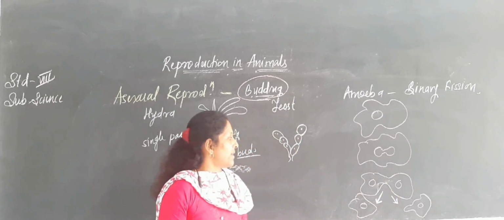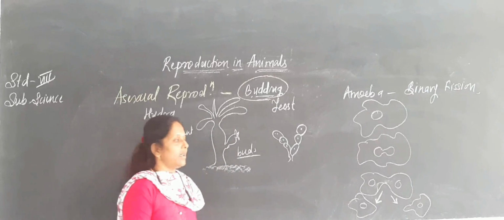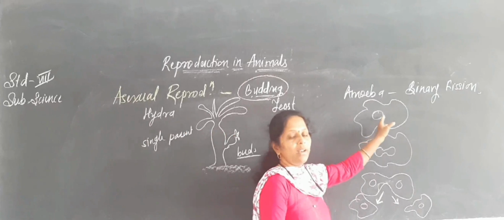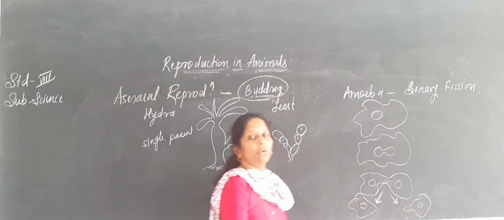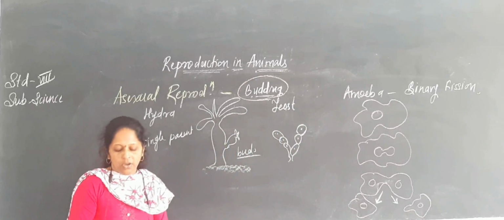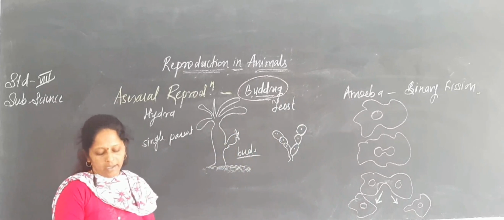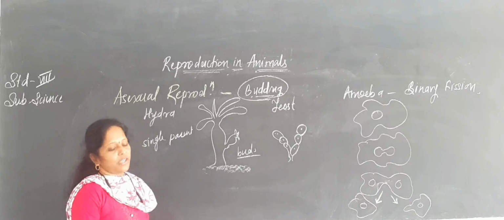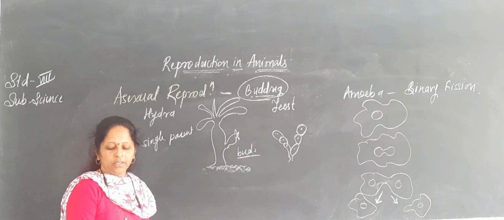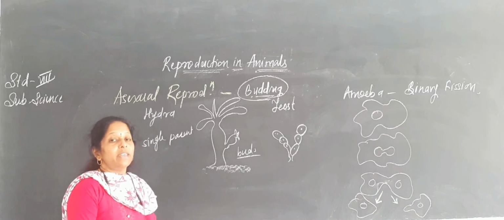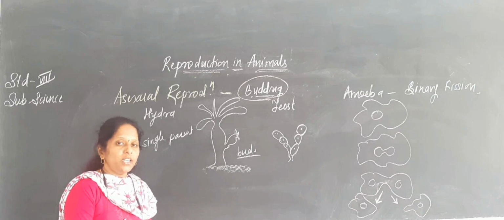So two amoebas are there. They form the daughter amoebas. You are observing here that from one single amoeba there is the formation of two daughter amoebas. Two amoebas are produced from one parent amoeba. This is a type of asexual reproduction in which an animal reproduces by dividing into two individuals.